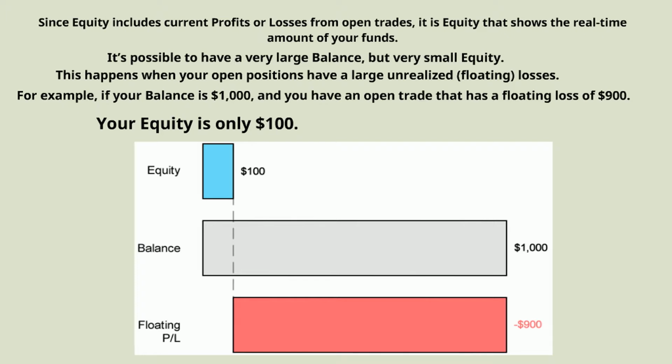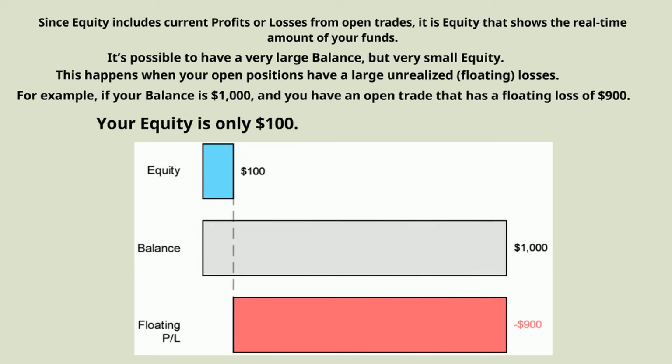It's possible to have a very large balance, but very small equity. This happens when your open positions have a large unrealized, floating, loss. For example, if your balance is $1,000, and you have an open trade that has a floating loss of $900, your equity is only $100.